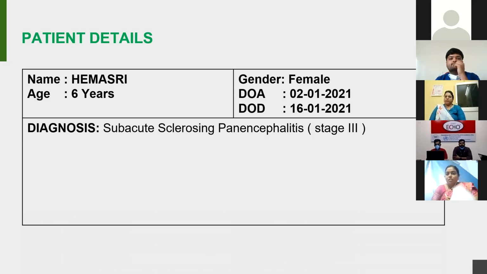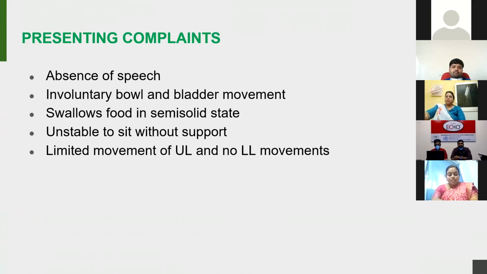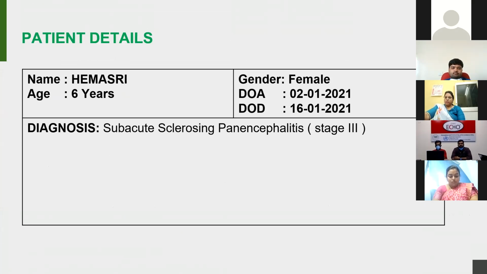Today we are going to discuss a case of a 6-year-old girl who was admitted to hospital on 2/1/2021 and discharged on 16/1/2021, diagnosed with subacute sclerosing panencephalitis. It is a slow virus disease caused by persistent mutant measles virus infection. A defective expression of either the matrix, fusion or hemagglutinin protein of the measles virus is responsible for the persistence of the virus in the brain cells, and it escapes by the immunosurveillance mechanism.